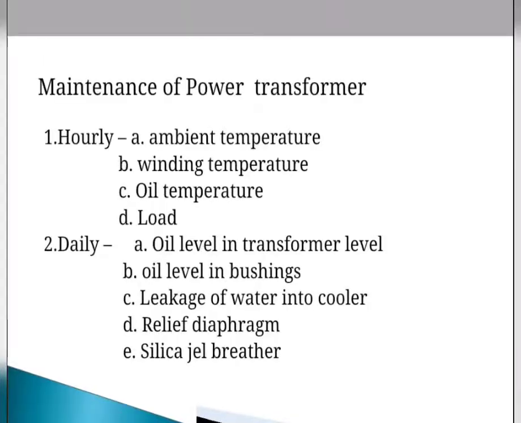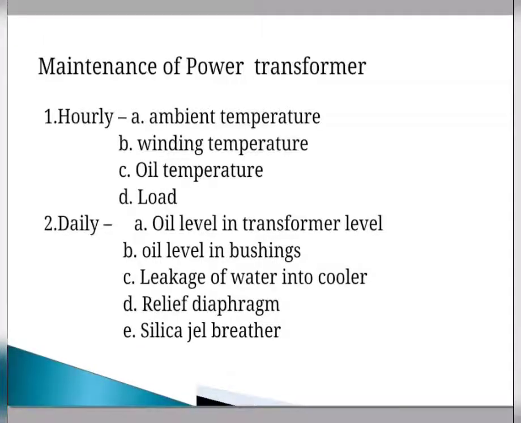We have to check for any leakage in the transformer. Then we have to check the oil level in the bushing. If the oil level is low, then we have to add oil in the bushing. Then we have to check for leakage of water into the cooler, because a water cooling system is provided to the transformer in order to reduce its temperature. If there is any leakage in the cooler, then we have to remove it.